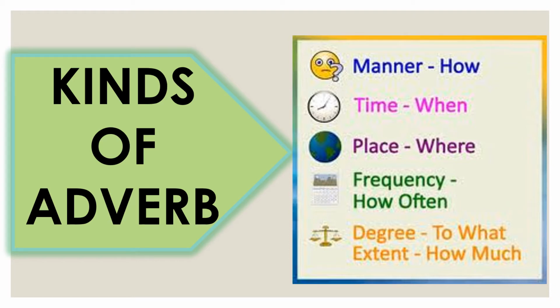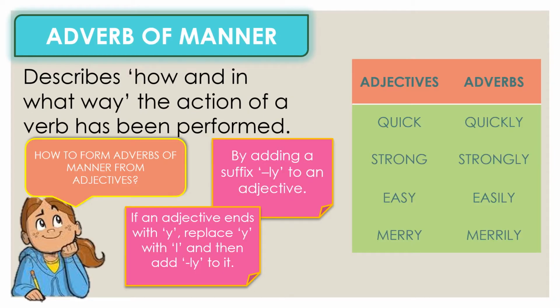There are five kinds of adverb. First one is adverb of manner. Second, adverb of time. Third, adverb of place. Fourth, adverb of frequency. And the last one, adverb of degree. Let's understand all the kinds of adverb.